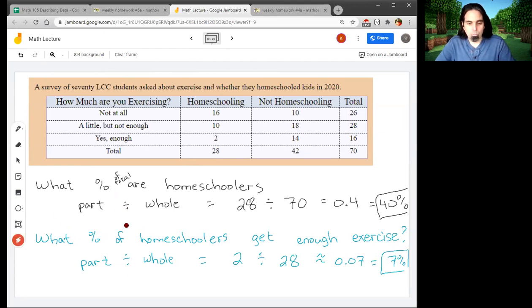So you have to read these carefully. What is the whole, and of the homeschoolers, of the total? And you have to read the part. And sometimes it's implicit. Before, I wrote of the total here, then it was just assumed that the whole was the total.